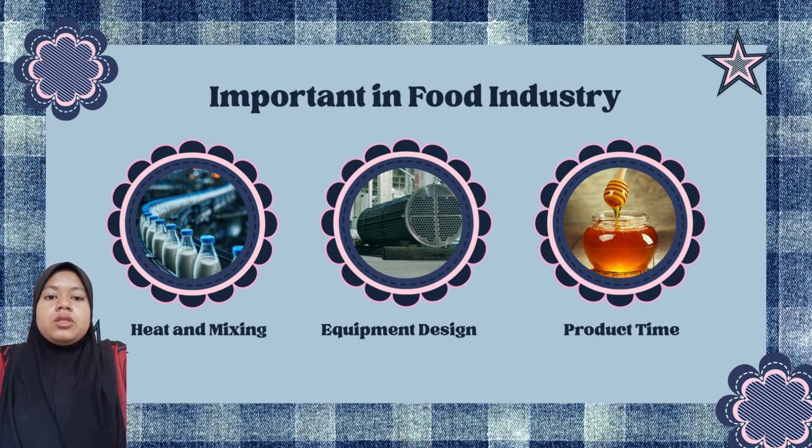The third one is product type. Thick foods like creams or honey usually flow laminarly because they're viscous and move slowly. Thin liquids like water or juice often flow turbulently because they move faster and mix easily. Understanding this helps make sure the product texture and quality stay consistent.